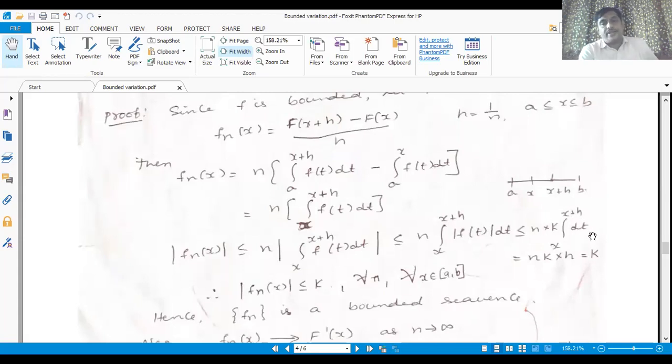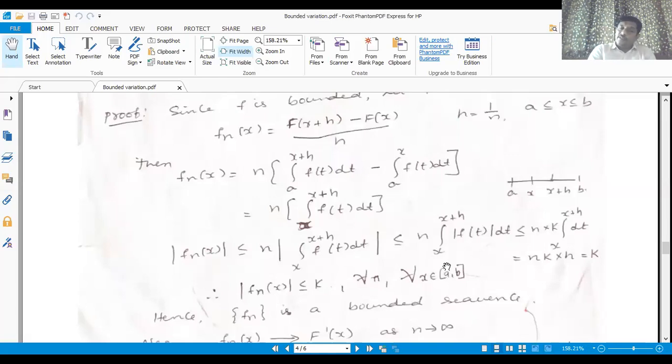1 into dt means you get t. The limits can be applied, that is the upper limit x+h minus x. The x terms get cancelled, you get h only. h into n are reciprocal to each other, so they get cancelled, you get k. Means mod f_n(x) is less than or equal to k for every n, and also for every x lying in the closed interval a comma b.